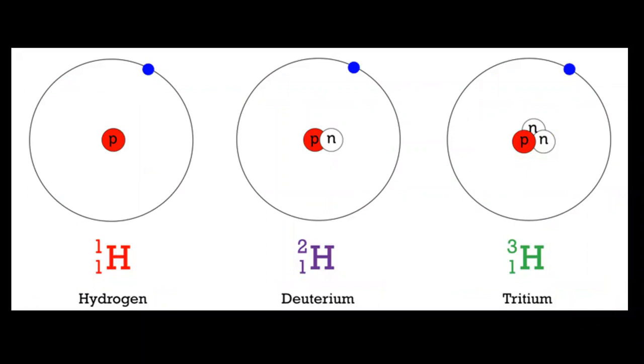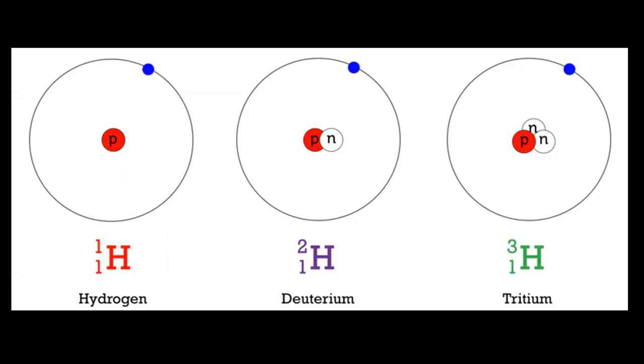Hydrogen is an example of an element that has isotopes. 3 isotopes of hydrogen are modeled here. Most hydrogen atoms have just 1 proton and 1 electron. They don't have a neutron. These atoms are just called hydrogen. Some hydrogen atoms have 1 neutron as well.